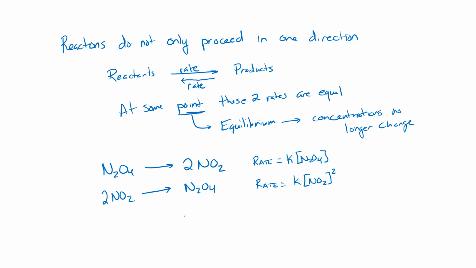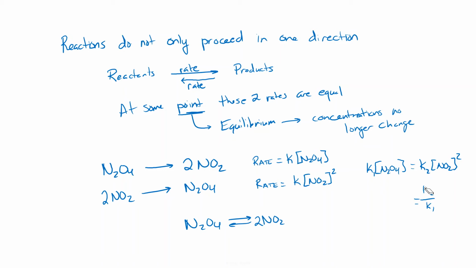So if we look at a reaction where we have N2O4 and we have rates going both directions, we set these rates equal to each other, right? So if the rates of reaction of each of these are equal, we can say K times the concentration of N2O4 equals K, we'll call this K2 because we need to differentiate these two, times the concentration of NO2 squared. We can solve this and put all the concentrations on one side and all the Ks on the other side.